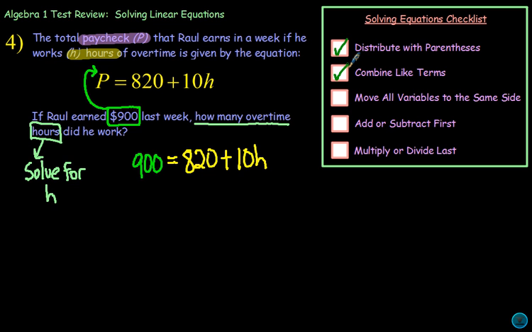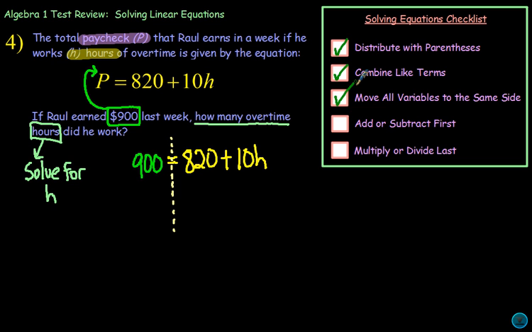Combine like terms. Well, there's an 820 and a 900, but they're on different sides of the equation. Let me draw my little wall there. So they're on different sides, so I can't combine those two. And then h is a variable, 820 is a number, so I can't combine them either.